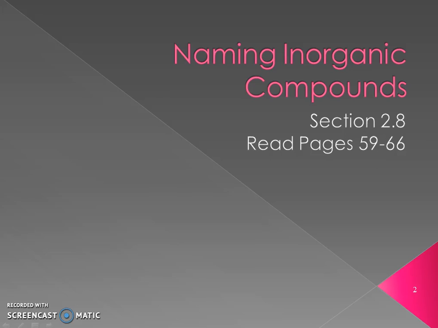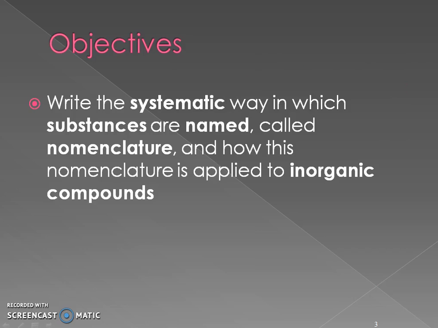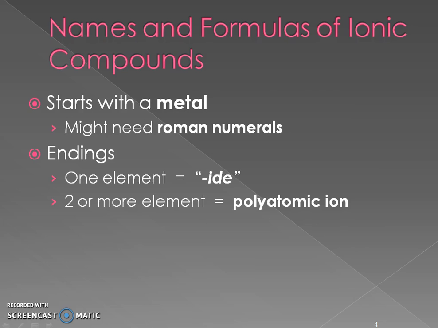This is Mrs. O'Neill for AP Chemistry, Chapter 2, Section 8, Naming Inorganic Compounds. Another review from Chem 1 that some of you might have struggled with, so this might be another video you might want to keep on hand to review throughout the course. The objective: write the systematic way in which substances are named. This is called nomenclature, and how this nomenclature is applied to inorganic compounds.